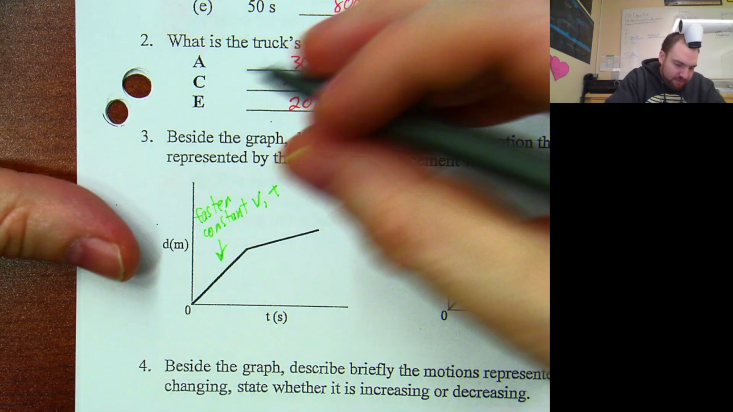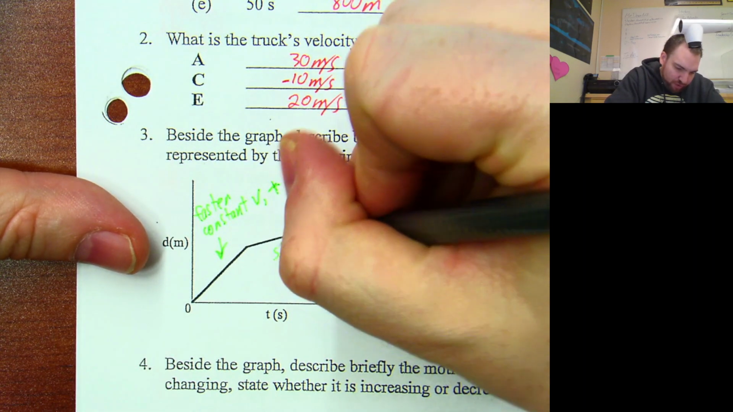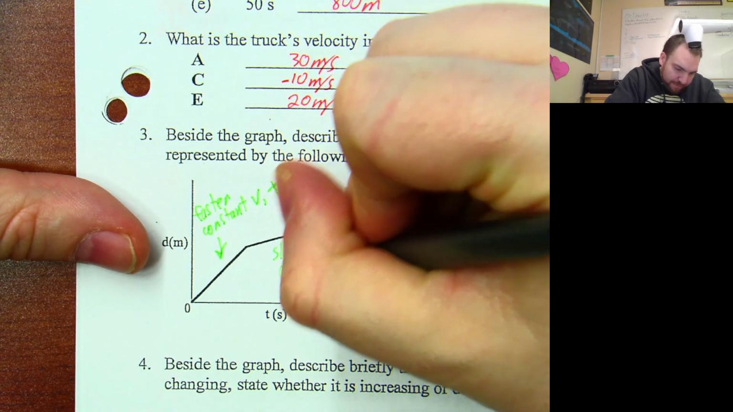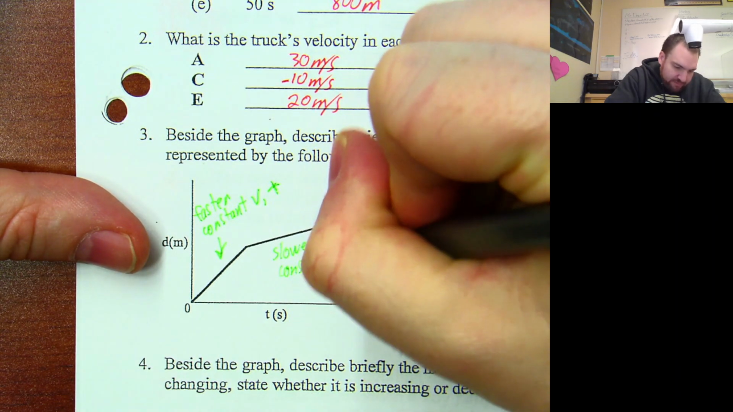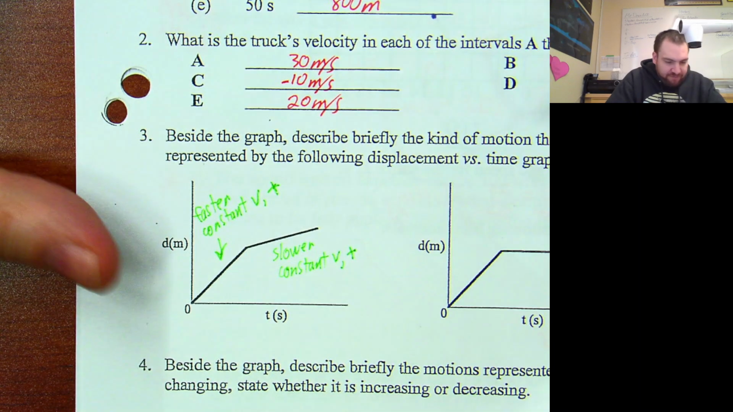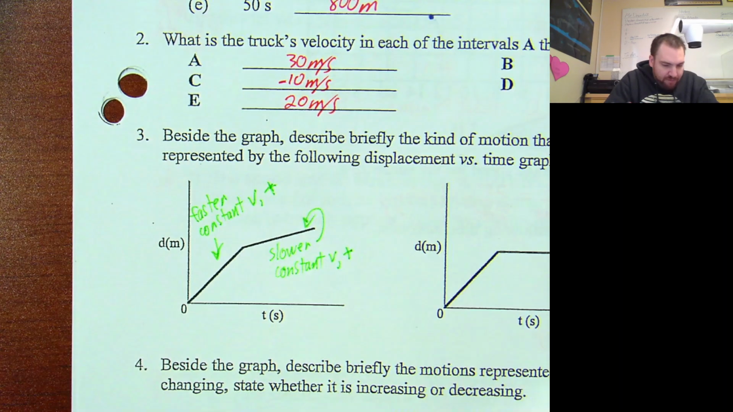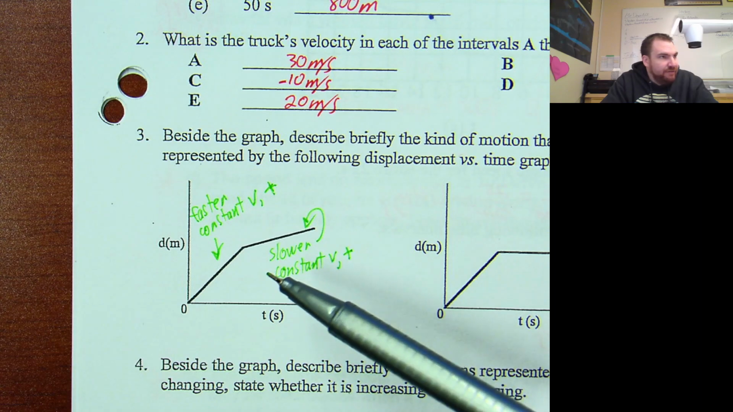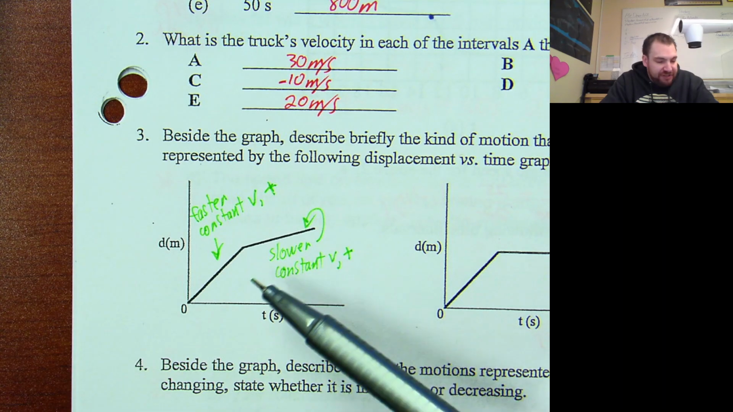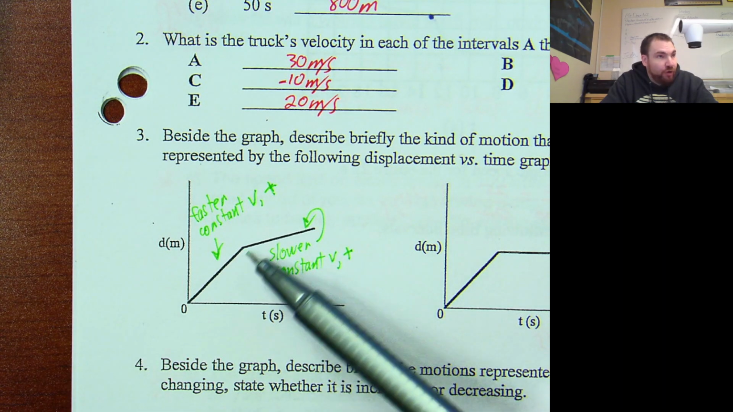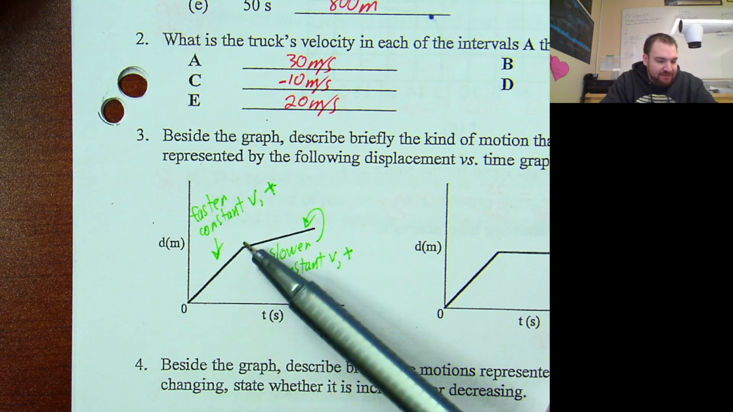Faster constant V, positive. Slower, but still moving in a positive direction, at a constant rate. Constant V, also positive. Right there. The slowing down, you wouldn't even see the slowing down. This is not a curved thing. It's a sharp corner. It's fast, slower.